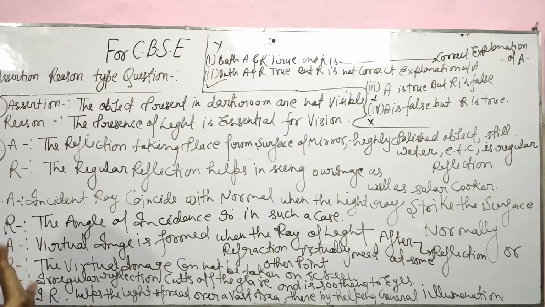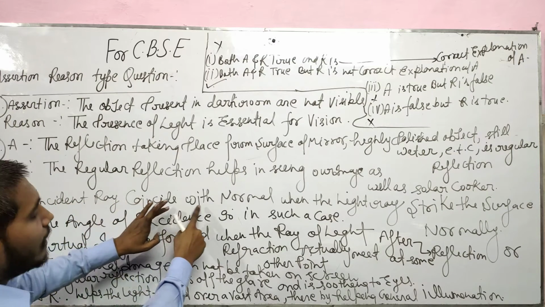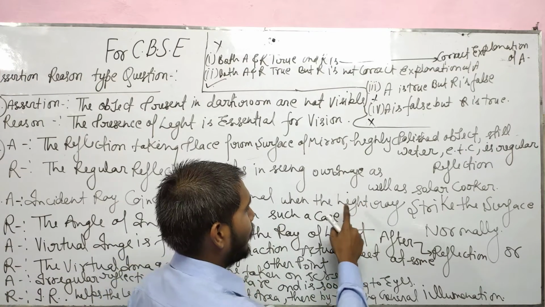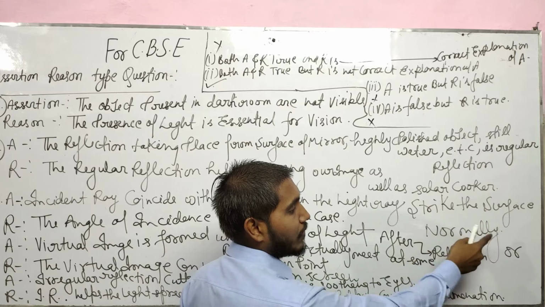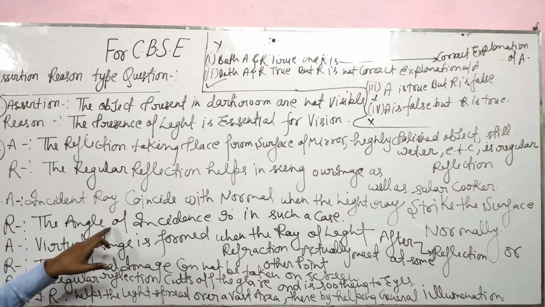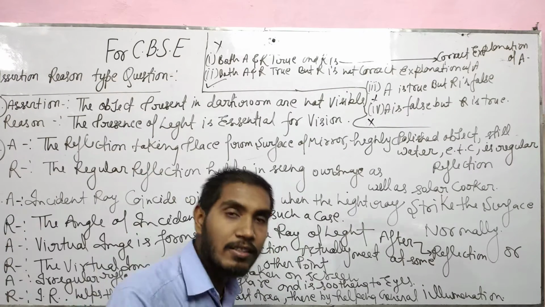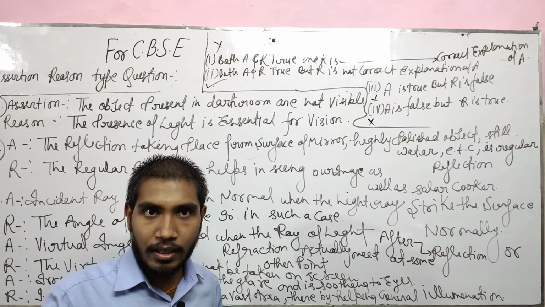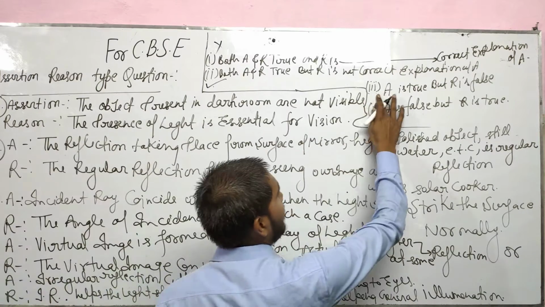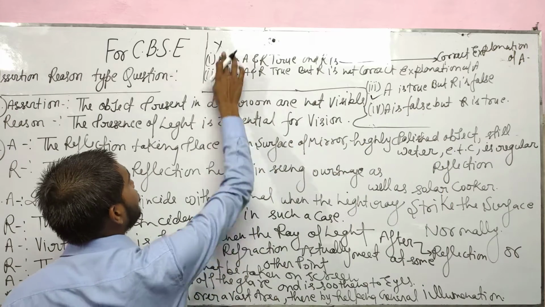The incident ray coincides with the normal when the light ray strikes the surface normally. Correct. But the reason provided, that the angle of incidence is 90 degrees, is wrong. The angle of incidence in normal incidence is 0 degrees, as I told you. So the option is that A is true but R is false.